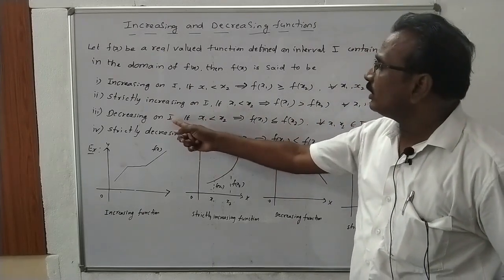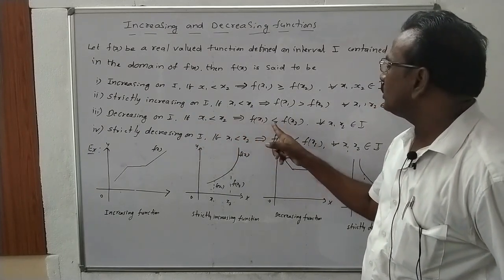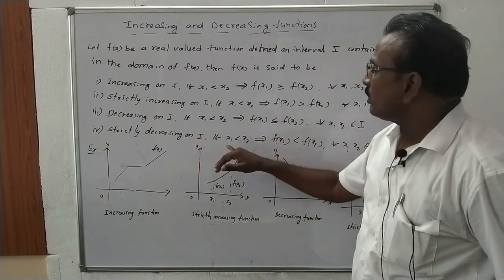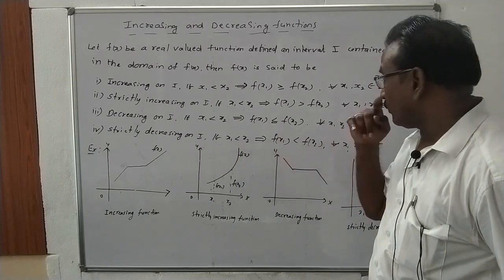Decreasing on the given interval if this condition is satisfied, that is, the height of the graph at x1 is greater than or equal to the height of the graph at x2. Strictly decreasing on I if x1 is less than x2 implies f of x1 is greater than f of x2.